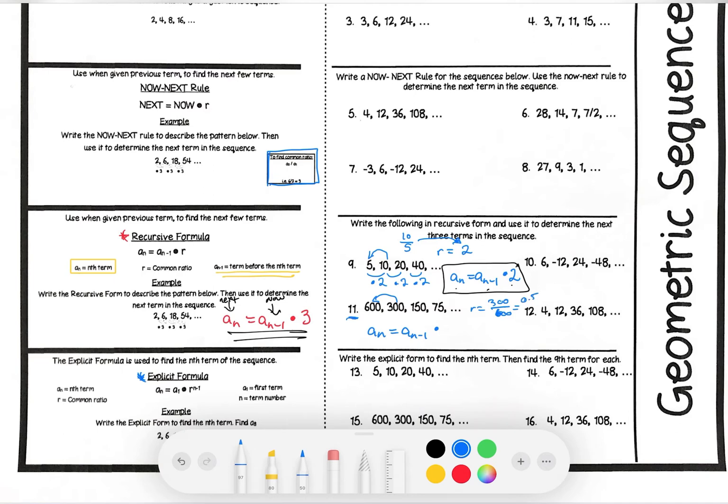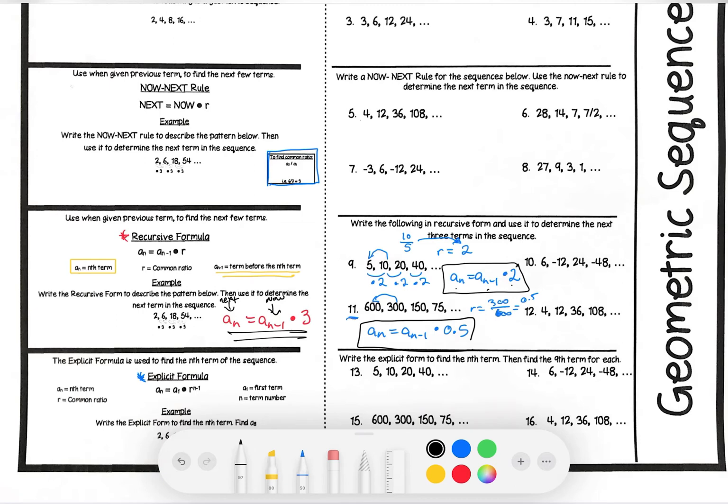And what is that? 0.5 or a half, right? Whatever you want it to be, all right? And there we are. Now you complete 10 and 12. Okay? So now to the explicit form.